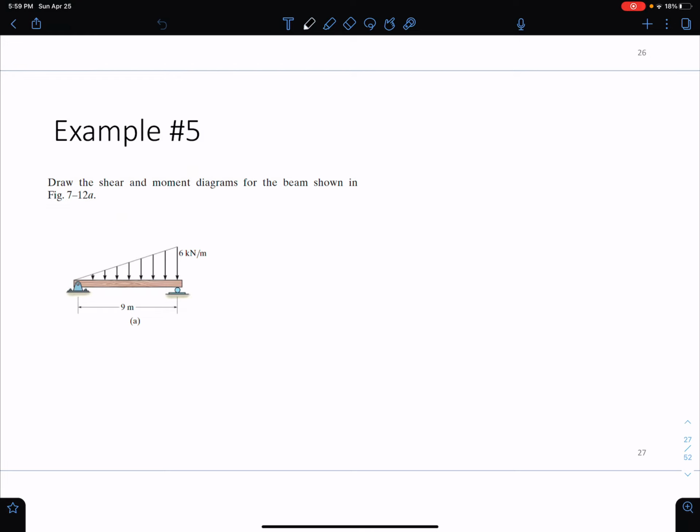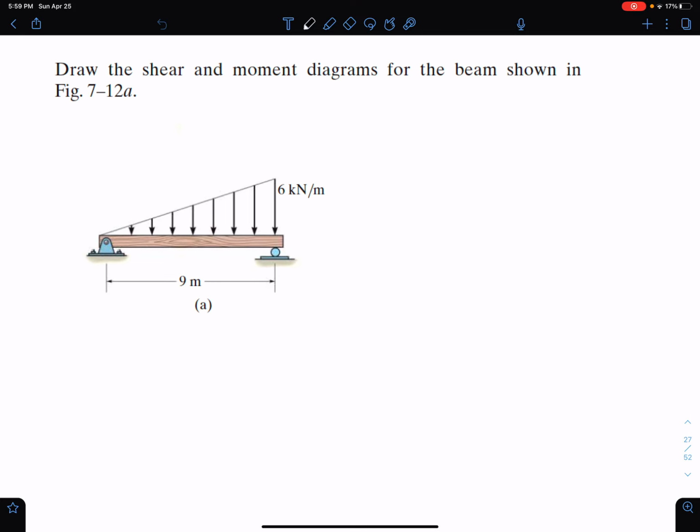Okay, so we're going to continue our discussion on topic 7 today, and we're going to start off with example 5 and do a couple more shear and moment diagrams. We were doing the equation method and the graphical approach, and so now we're going to do another example where we consider the equation method but also use the graphical approach while we're doing that. So the goal right here for this example is to draw the shear and moment diagram for the beam.